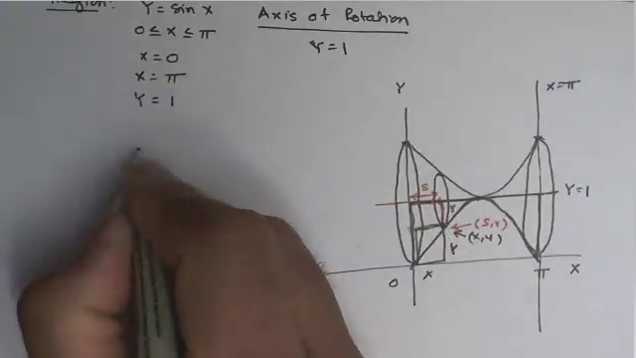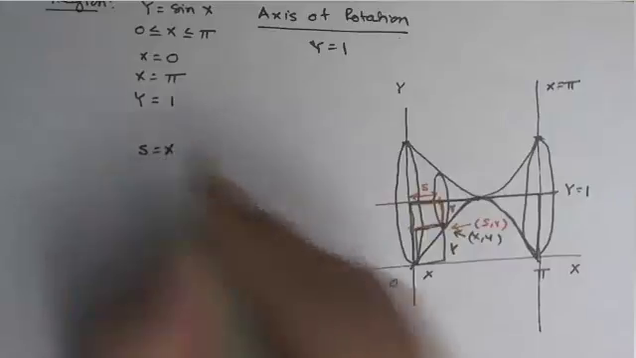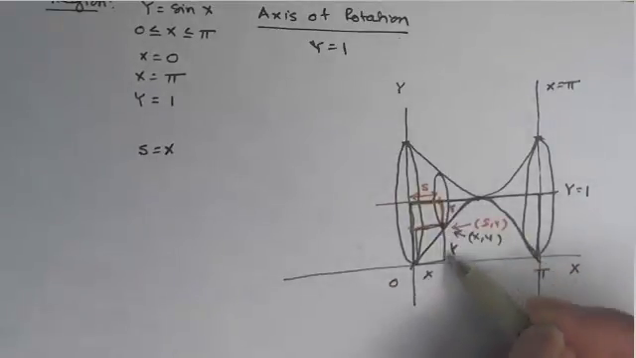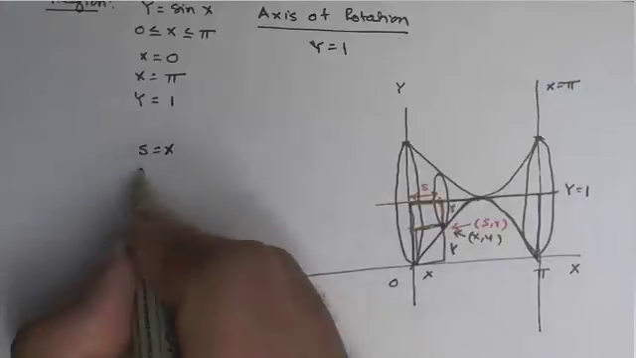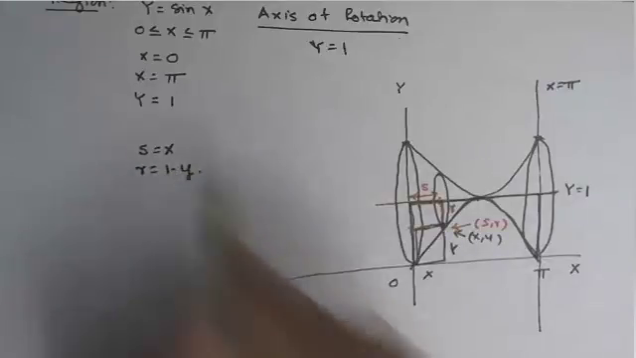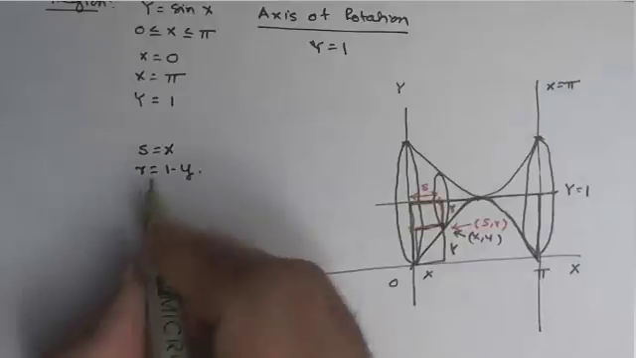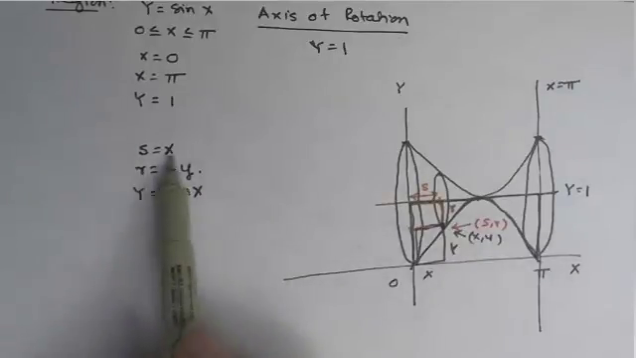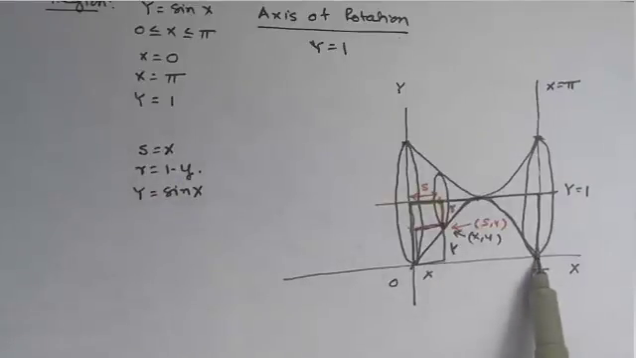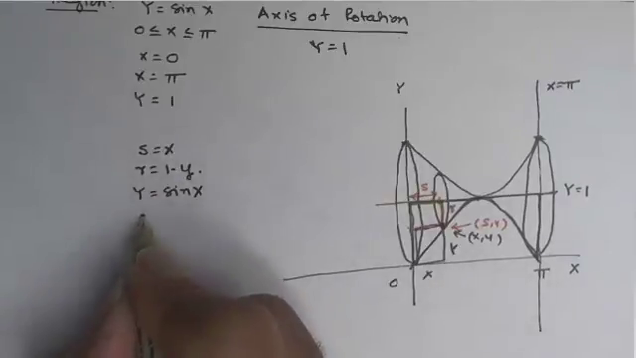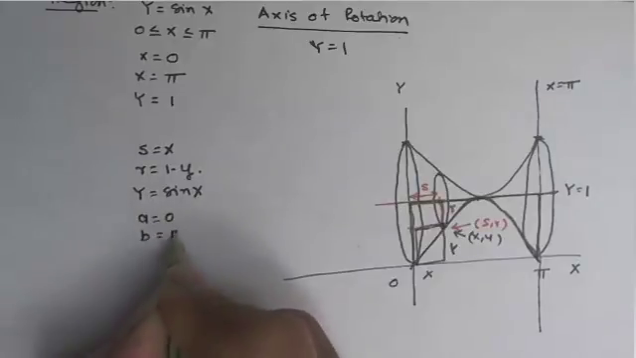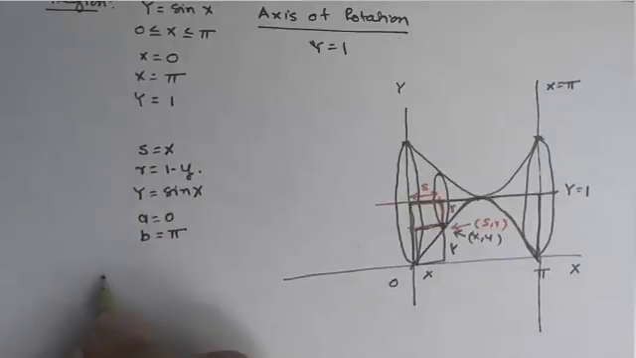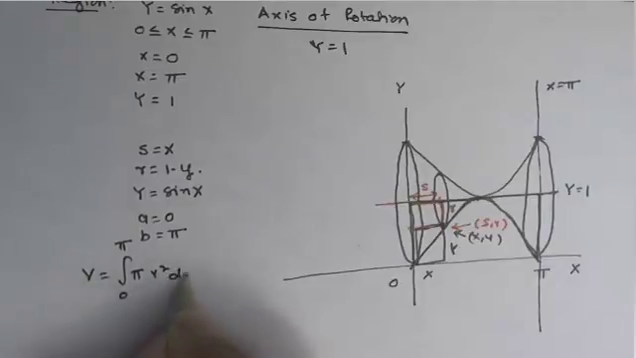S is the same as x, y plus r equals 1, so r equals 1 minus y, and this point lies on this curve, so y equals sine x. Since s is the same as x, and x for this problem goes from 0 to pi, the limits of integration are 0 and pi. Therefore, the volume that we want to calculate is the integral from 0 to pi of pi r squared ds.